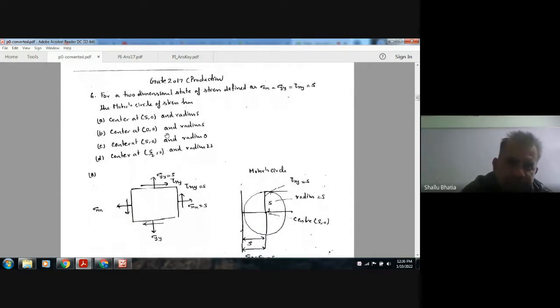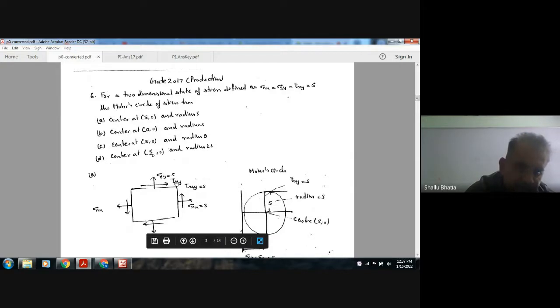Next. For a two-dimensional state of stress defined as sigma xx equal to sigma yy equal to tau xy equal to S, the Mohr circle of stress has: option A center at S, 0 and radius S, B center at 0, 0 and radius S, C center at S, 0 and radius 0, D center at S by 2, 0 and radius S by 2. Okay, so this is the given condition that sigma xx is S, sigma yy is S, and tau xy is S.